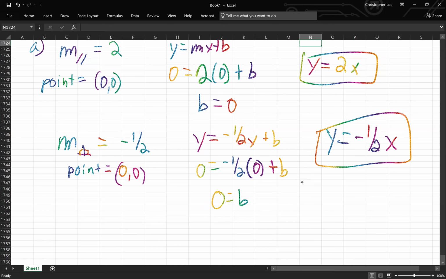Questions on this? Parallel and perpendicular. Good? Feel like parallel and perpendicular is like most of your homework.